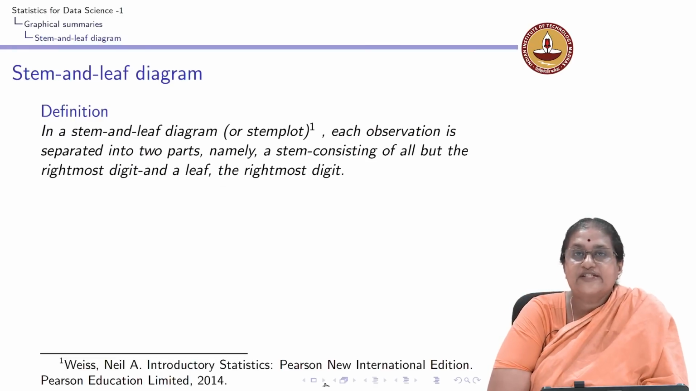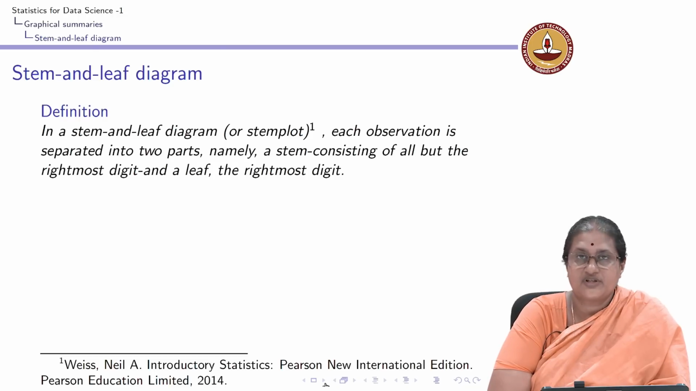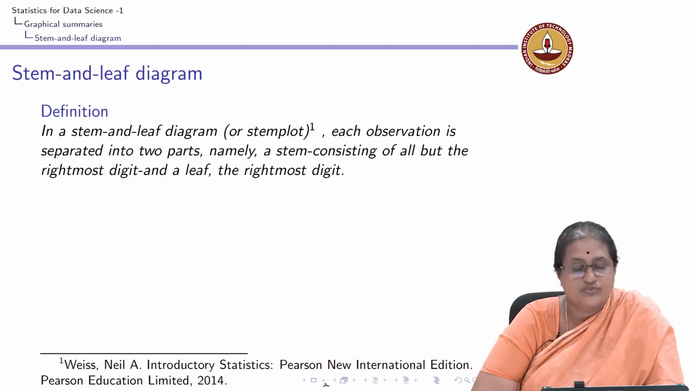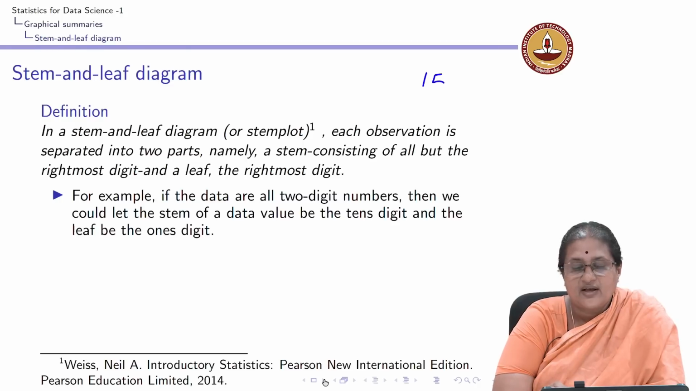The next important graphical summary which we are going to discuss is popularly referred to as a stem and leaf diagram. In a stem and leaf diagram, also popularly referred to as a stem plot, each observation is separated into two parts, namely a stem consisting of all but the rightmost digit and a leaf which has the rightmost digit. Now, what do we mean by a rightmost digit? In a stem plot, for example, if I have 2-digit numbers, then we could let the stem be the value of the tens and the leaf be the ones. For example, if I have 15, the stem would be 1 and the leaf would be 5. That's what I mean by a stem and a leaf of a data value.